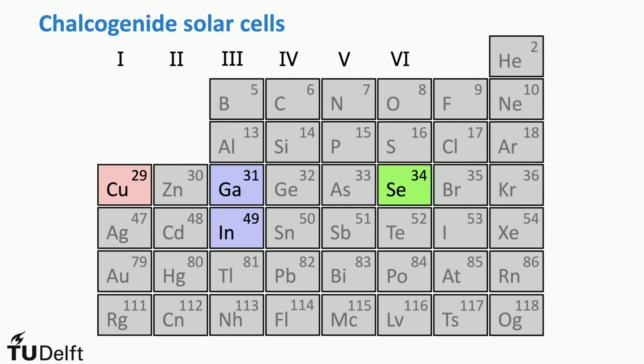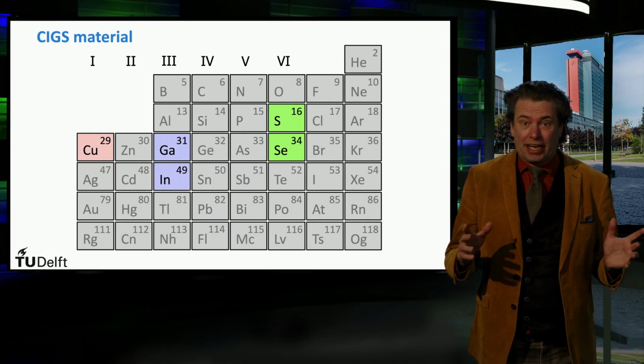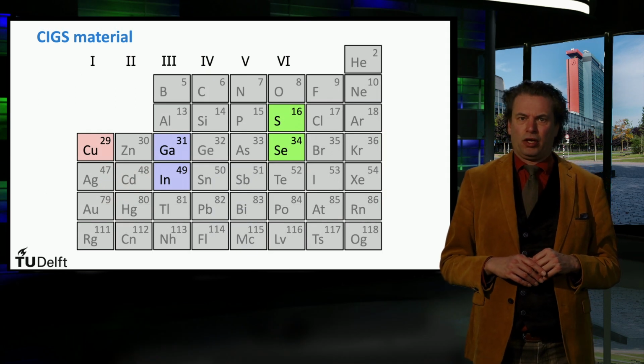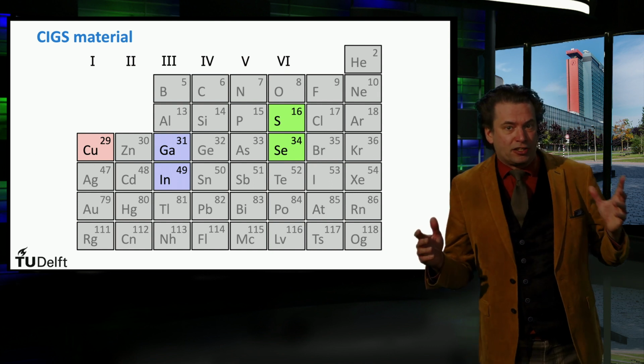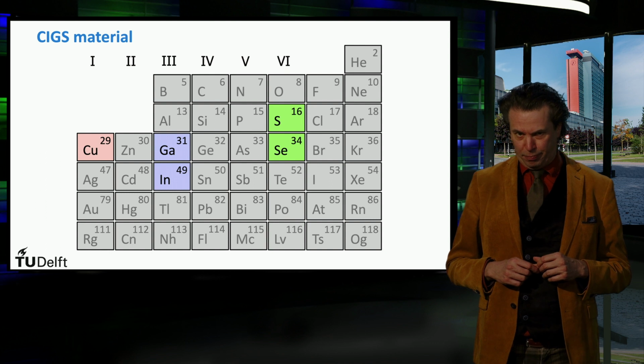Chalcopyrite materials consist of elements in group 1, 3 and 6. Many combinations of the elements shown here are potential solar cell materials. However, the electronic band gap of most materials is too wide. The most common combination is a mixture of copper indium diselenide or CIS and copper gallium diselenide or CGS. Also, sulfur can be included in the structure, partially replacing the selenide fraction in the material.